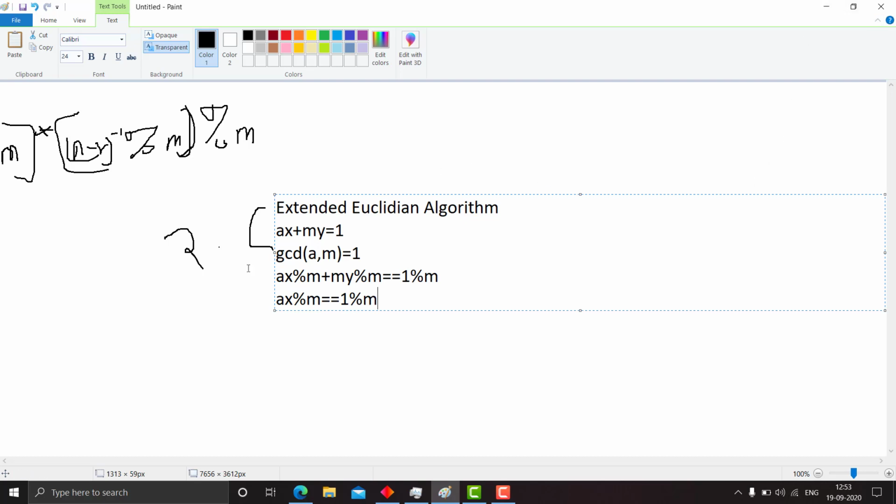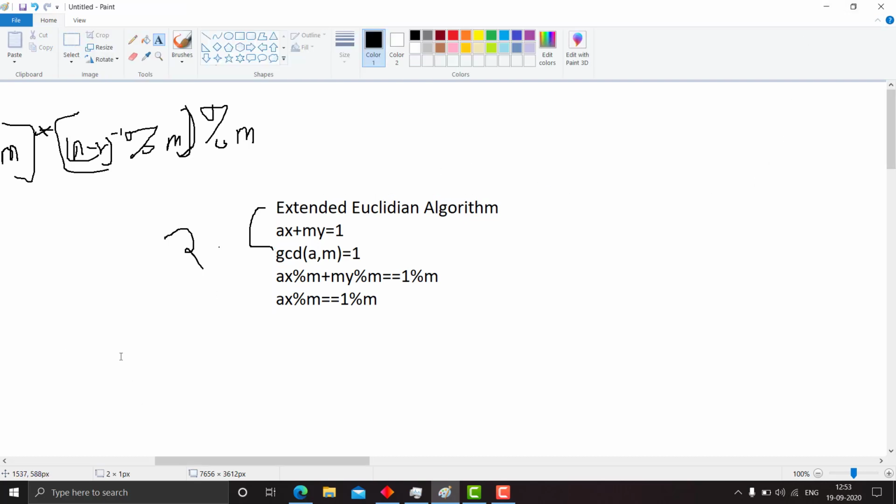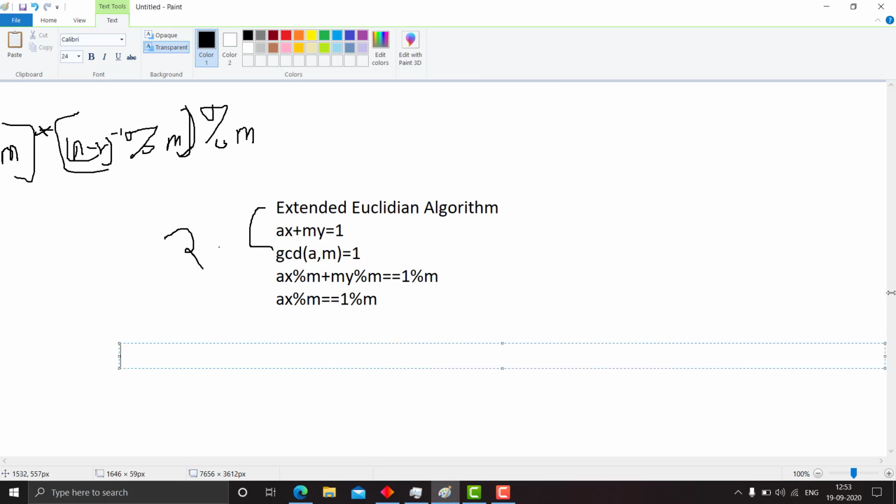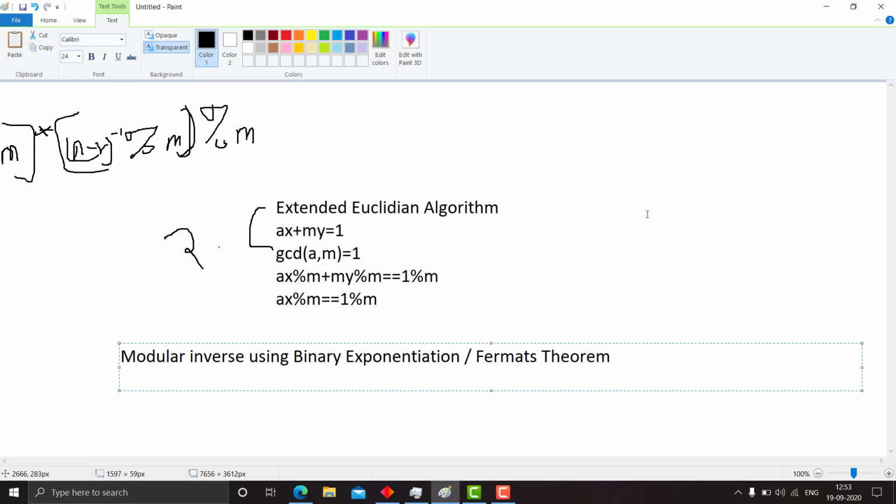Now I will demonstrate the best approach, which is used in most competitive programming questions for finding mod inverse. It is basically modular inverse using binary exponentiation or Fermat's theorem. What is Fermat's theorem? Fermat's theorem states that a raised to m minus 1 mod m is equal to 1.